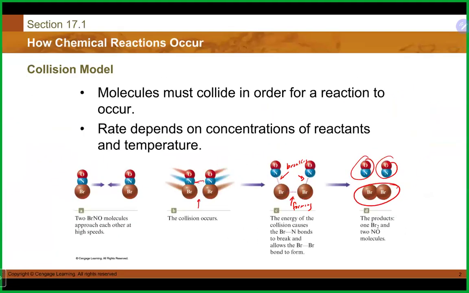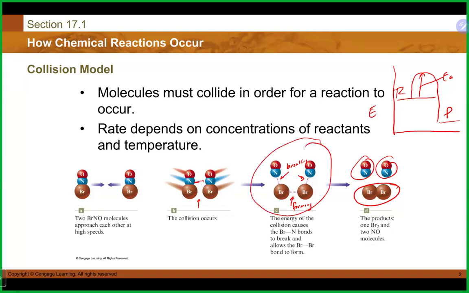Now, if you remember in our energy chapter, we talked about energy diagrams where we had this hill that the reactants have to climb to get to the other side. And we have this activation energy that we talked about way back there in chapter 10. And that is what is happening right here.